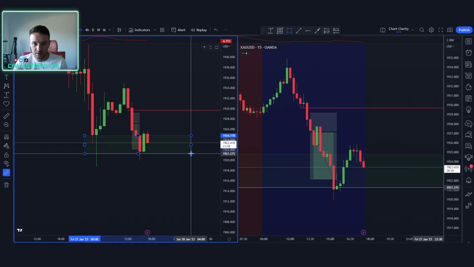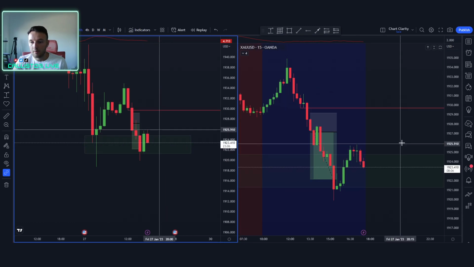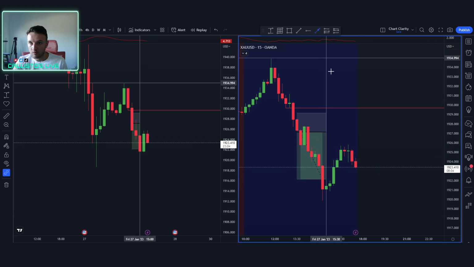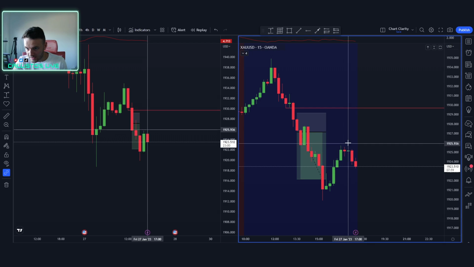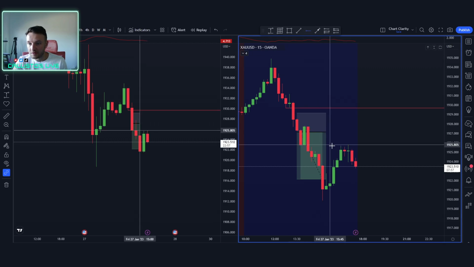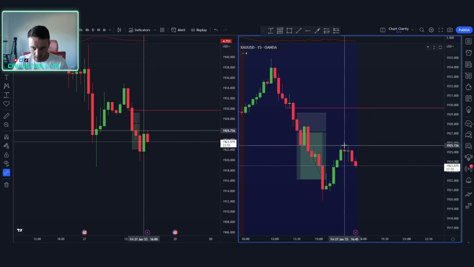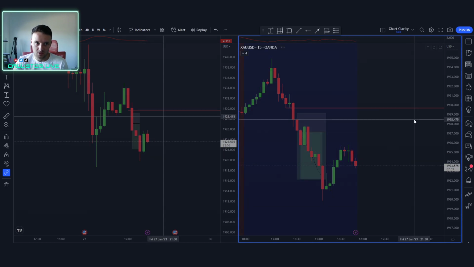Bounced off of this previous zone right here. And we saw that nice move on the 15-minute, right? All these bullish candles, and then we had a bearish candle pullback, and then I wanted this candle to close bullish again above these areas, but it didn't. And now it's coming back down, so there's no trade there on gold.